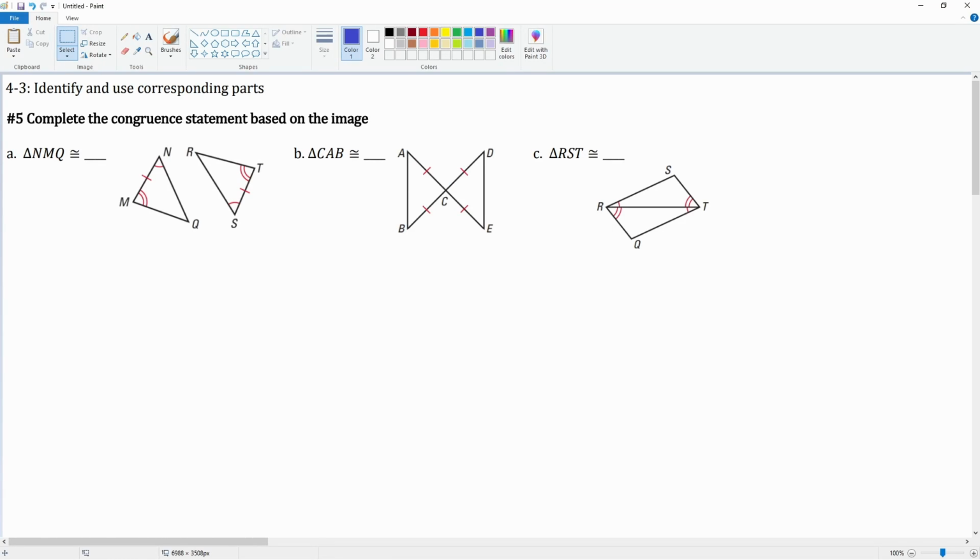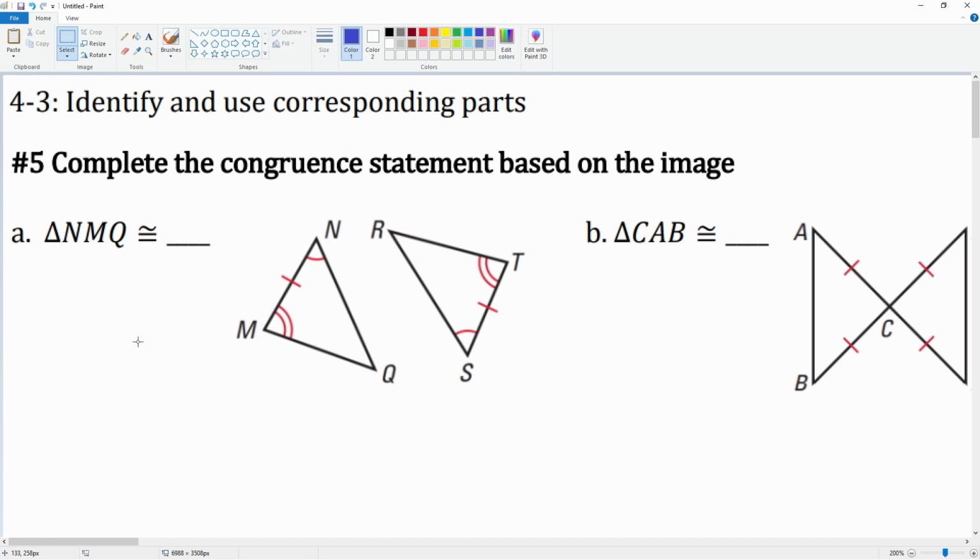4-3, you're going to identify and use corresponding parts. Number 5, you're going to complete the congruency statement based on the image here. So for A, we have triangle NMQ. When we write it, it has to be in this order. Take a look at where N is. This is where it starts because this is first.